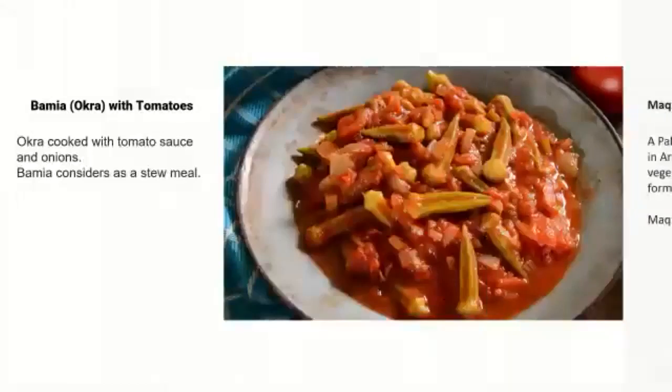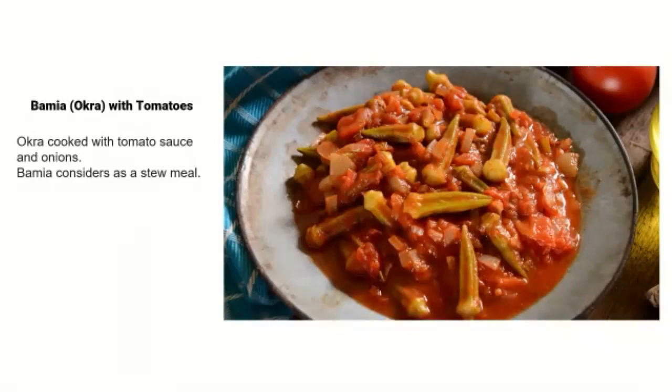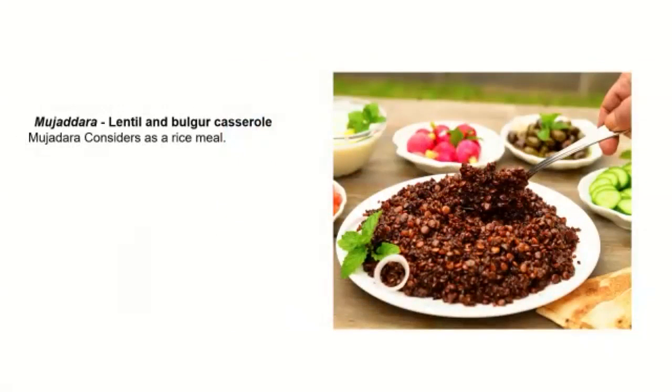Yeah, I recommend it. This is bamia, okra with tomatoes. It's okra cooked with tomato sauce and onions. Bamia is considered a stew meal because it's with tomato. Yeah. This is mujaddara. It's a lentil and bulgur casserole. Mujaddara is considered a rice meal too. They sometimes put rice with it, and also grains, of course.